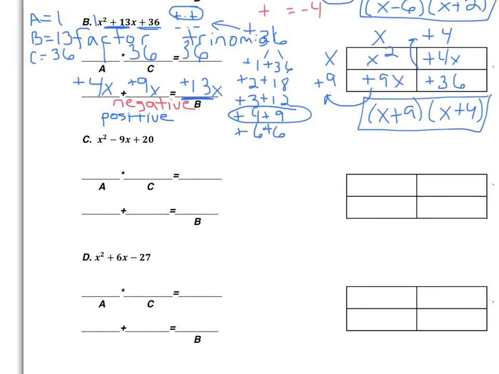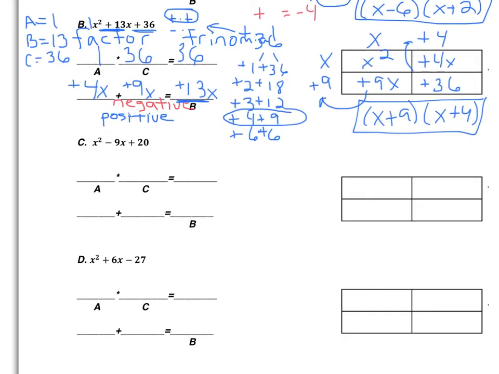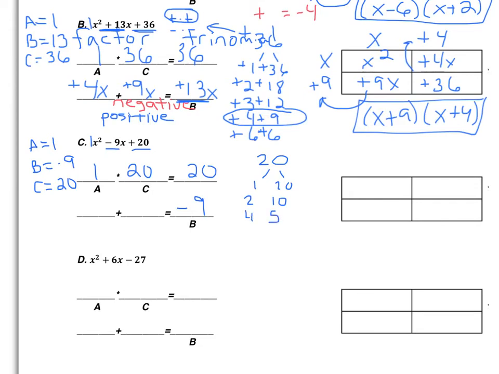Letter C, we have our a value is still 1, our b value is negative 9, and our c value is positive 20. So a times c is 20, and then our b value is negative 9. So we're going to find factors of 20. So 1 and 20, 2 and 10, 3 doesn't go in, 4 and 5, and that's it.